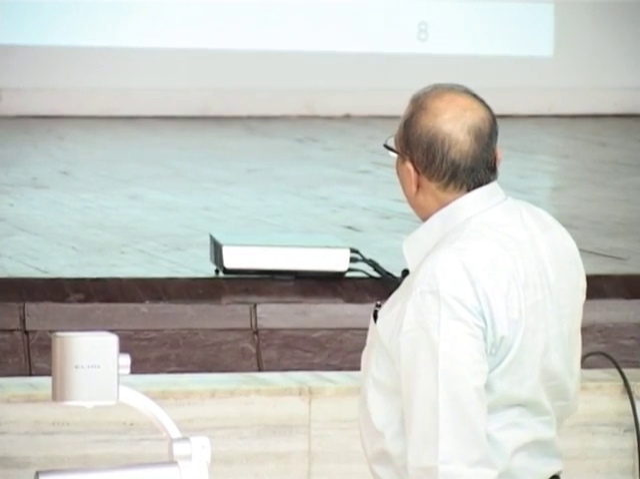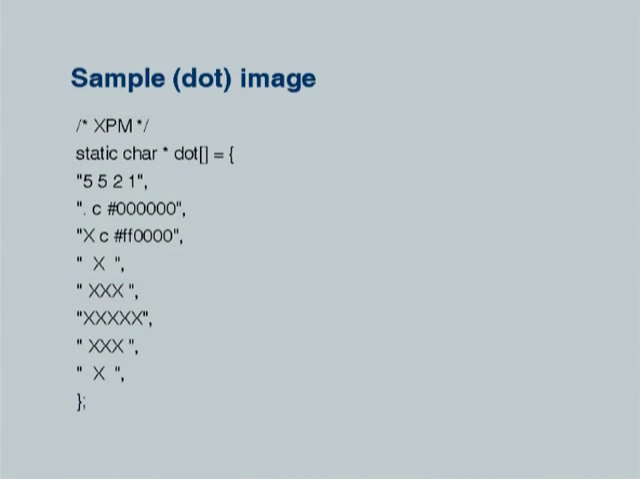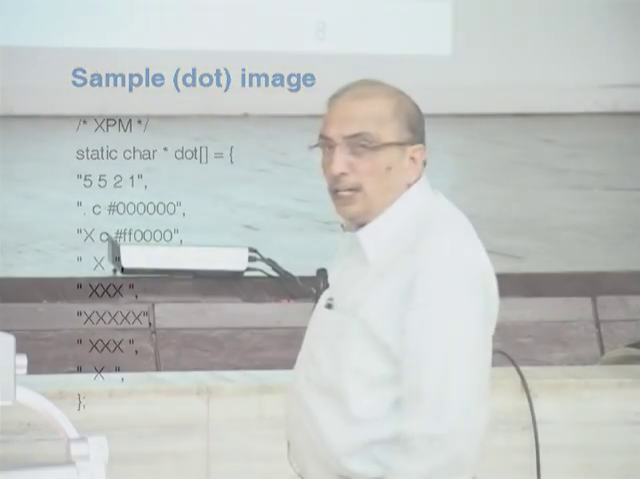In this particular case, the value string is 5 5 2 1. What it means is that the width is 5, height is 5, there are two colors only, and there is one character per pixel used. Which are the two colors? One color is represented by dot, another color is represented by X. These are the two colors. So these two lines actually represent the color code array. After that, there are lines of pixels.